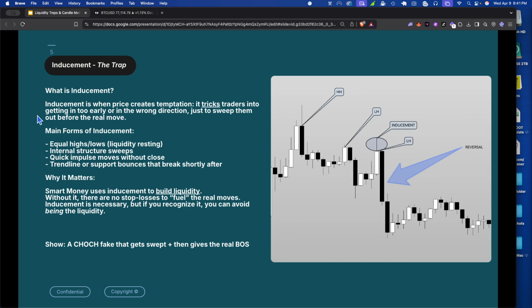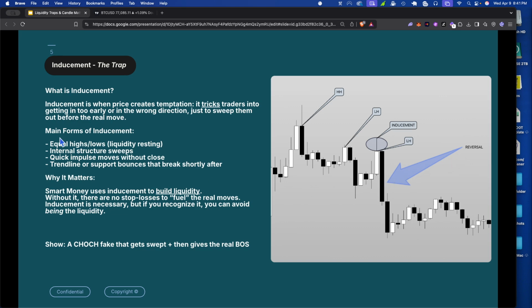Okay, so inducement is when the price creates temptation. It tricks traders into getting in too early or going in the wrong direction and just sweeps them out. So if you had placed your stop loss here, you would have got stopped out, just to sweep them out before the real move happens, which in this case, you can see I've got the blue arrow just going there.